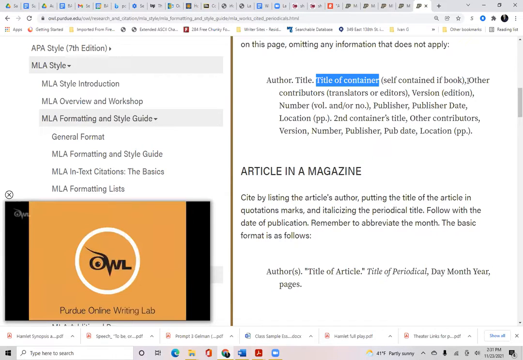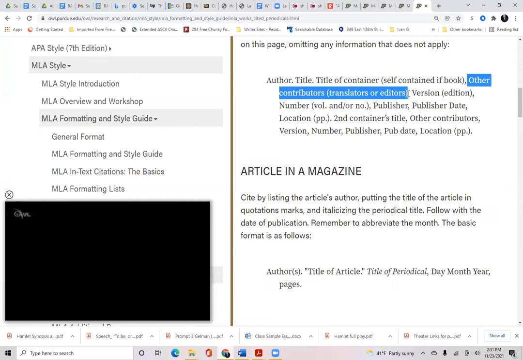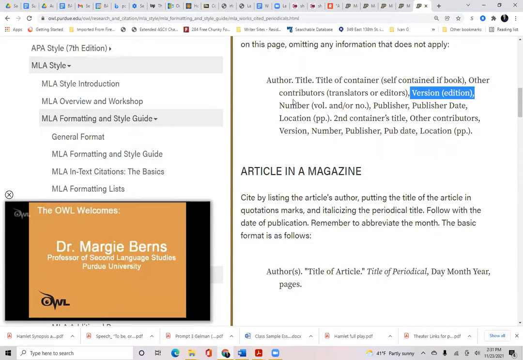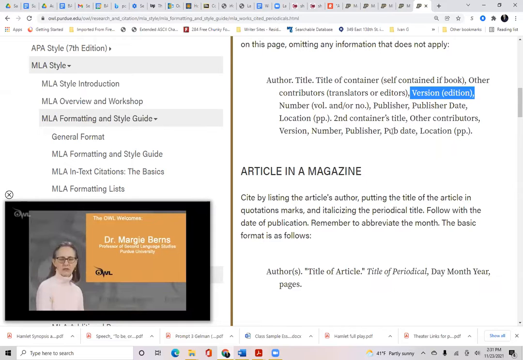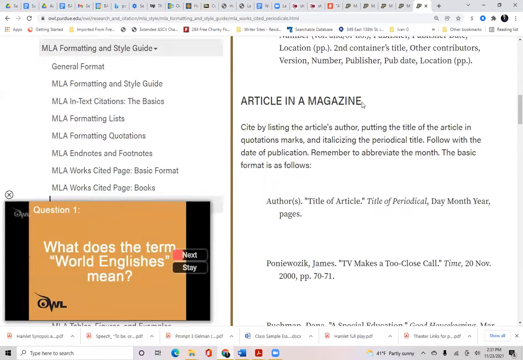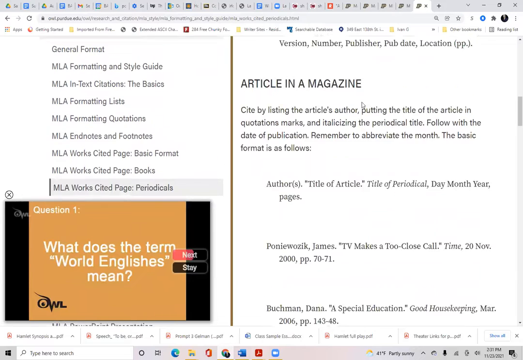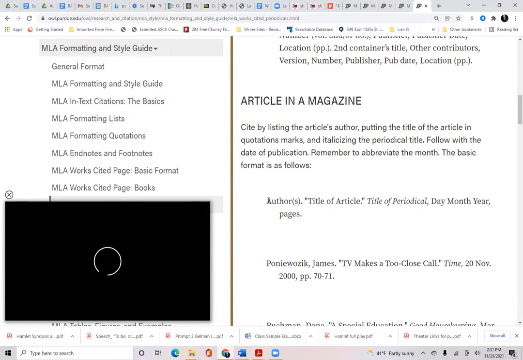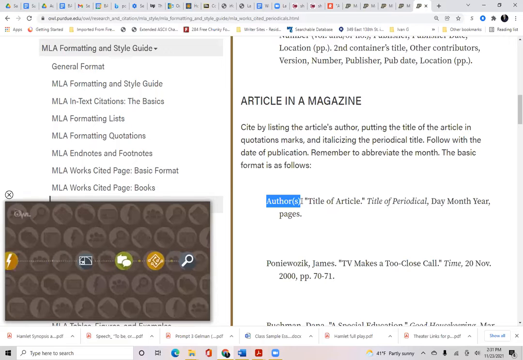And then if there's other contributors like an editor or something, that would come here. If it was a periodical, the version or edition, the number, the volume. So it's giving you the order of all of these things. This is the general one with all the information, but this is what it looks like for a magazine. So for the Washington Post one, you put the author or the authors, right?